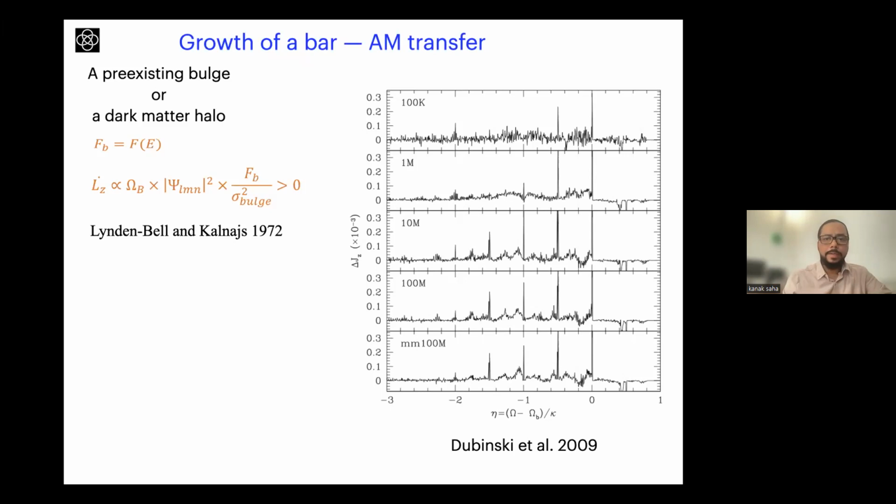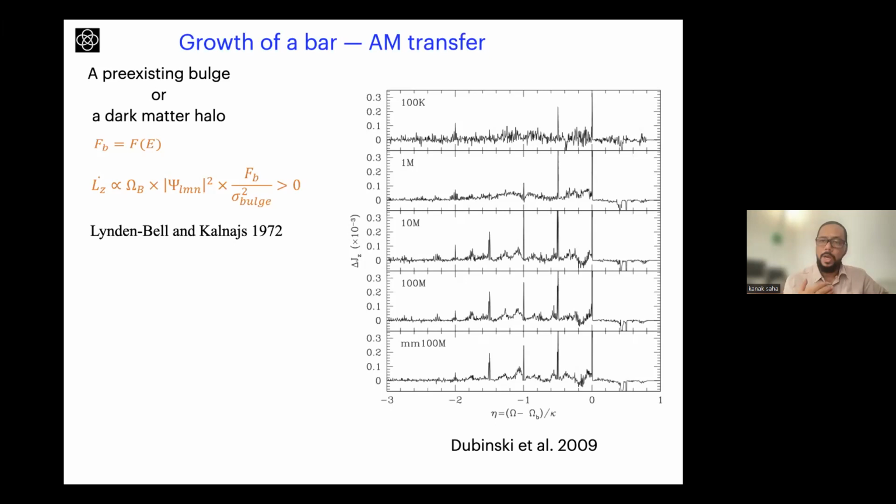And we have seen that from simulations by Dubinski and previously Athanassoula. This clearly shows that if you look at eta, where eta equals zero is the corotation, at the corotation there is a lot of angular momentum flow along the corotation. So resonant interaction does play a very significant role in taking away angular momentum from the central region of the galaxy. Once a seed bar forms, it grows through this angular momentum dissipation, in some sense draining the angular momentum from the bar region.